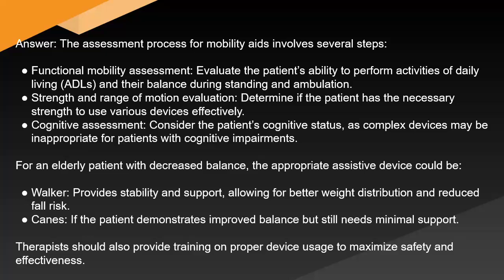For an elderly patient with decreased balance, the appropriate assistive device could be a walker, which provides stability and support, allowing for better weight distribution and reduced fall risk. Canes: if the patient demonstrates improved balance but still needs minimal support. Therapists should also provide training on proper device usage to maximize safety and effectiveness.